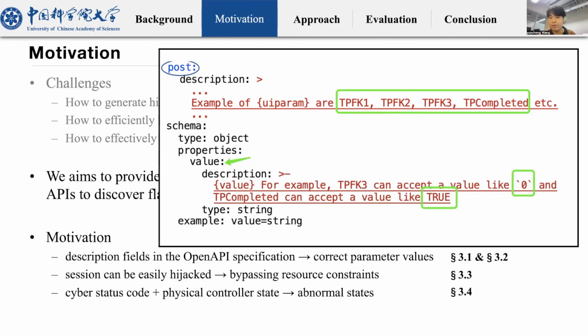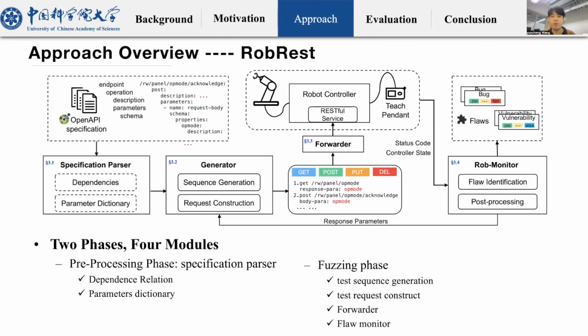For example, the text circled by the green box in the graph can be used as the value of parameters. Next, we found the session resources are susceptible to hijacking. We can implement an active man-in-the-middle forwarding mechanism to bypass resource limits. Finally, since the robot controller is a physical entity with clear on-off previous states, we can use this as physical space anomaly indicators.